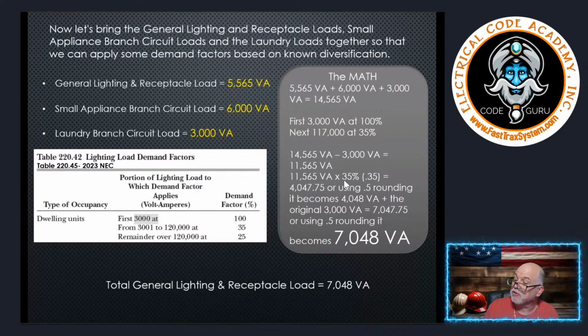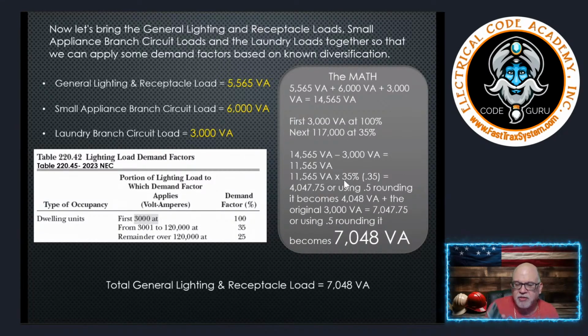We get 4,047.75, which I'm going to round. Remember, the rules in 220.5 allow me to round up 0.5 or greater when we're dealing with it. So I'm going to go ahead and round it up. Now, if you want to keep the full amount and carry it on until the end, that's up to you. It's not going to change anything, okay?